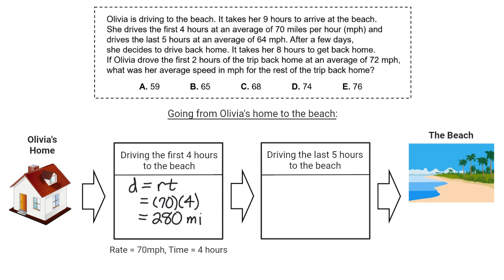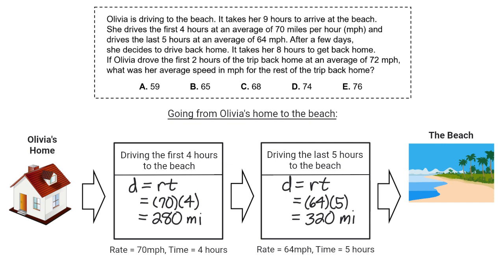For the next leg of the trip, she drove the last 5 hours at an average of 64 miles per hour. Once again, we can get the distance for that. Distance is equal to rate times time. That's going to be 64 miles per hour times 5 hours. That's going to give us 320 miles.